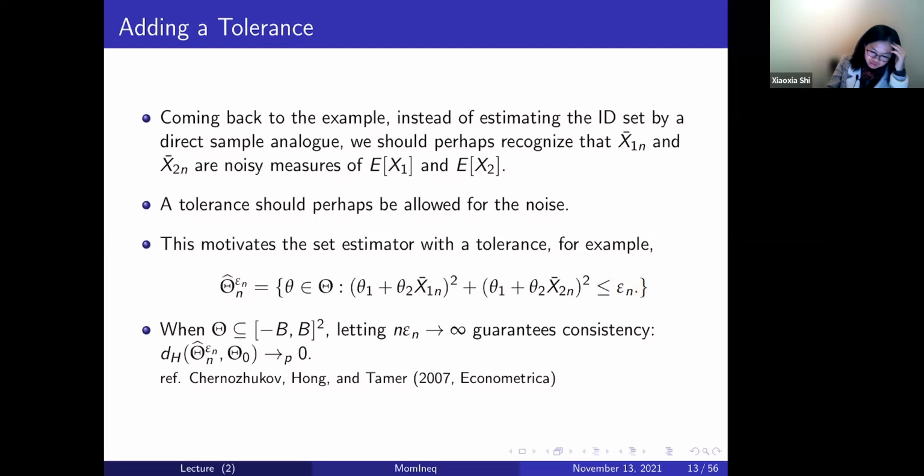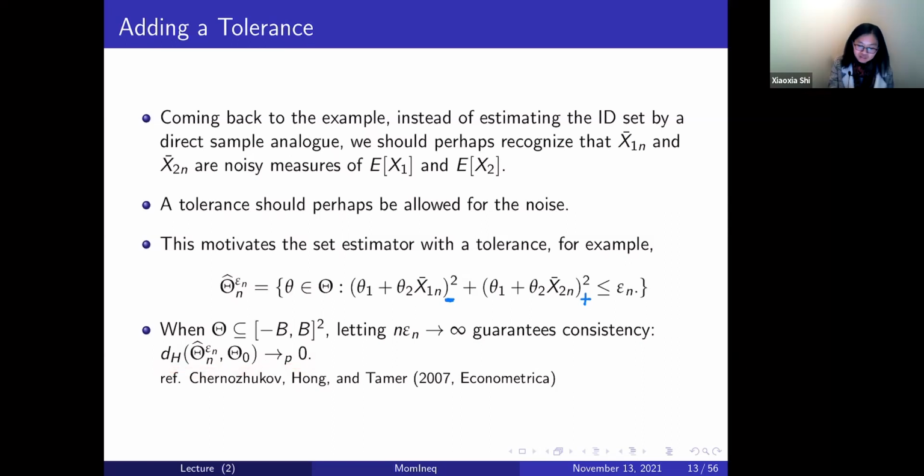I think this criterion function is not correct. I should say it's the negative part of the first moment function and the positive part of the second moment function. So setting this criterion function to 0 gives a set of values that is too small, but we can make that bigger by allowing a tolerance. And if the tolerance goes to 0 slowly enough, then the enlarged set with the tolerance can be shown to be consistent in Hausdorff distance. Okay, so theoretically that is a solution.